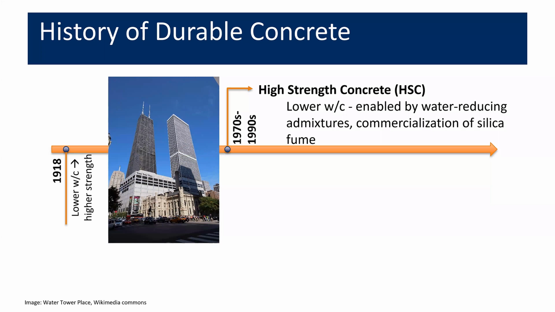In the 1970s or so, through the introduction of water-reducing admixtures or superplasticizers, we were able to lower that water cement ratio and still get that flow. The density of the concrete was improved even further by the incorporation of silica fume, which largely became commercialized at about this time. The combination of the low water cement ratio and the silica fume allowed very high strength concretes to be achieved relatively easily.